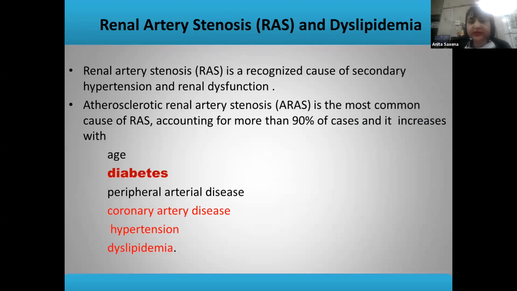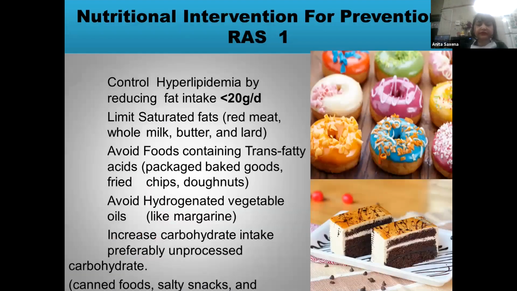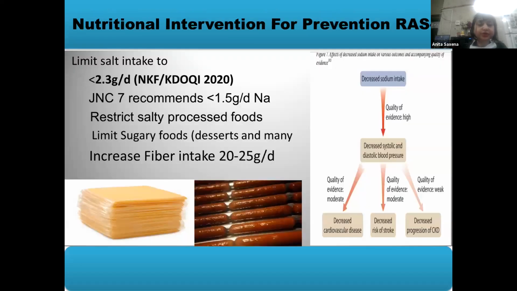Now, renal artery stenosis is a recognized cause of secondary hypertension and renal dysfunction. Atherosclerotic renal artery stenosis is the most common cause of RAS, accounting for more than 90% of cases, and it increases with age, particularly diabetes, peripheral arterial disease, coronary artery disease, hypertension, and dyslipidemia. So control hyperlipidemia by reducing fat intake to less than 20 grams per day, limit saturated fats like red meat, whole milk, butter, and lard, avoid foods containing trans fatty acids, avoid hydrogenated vegetable oils, increase carbohydrate intake, preferably the unprocessed carbohydrates, and limit salt intake to less than 2.3 grams per day.